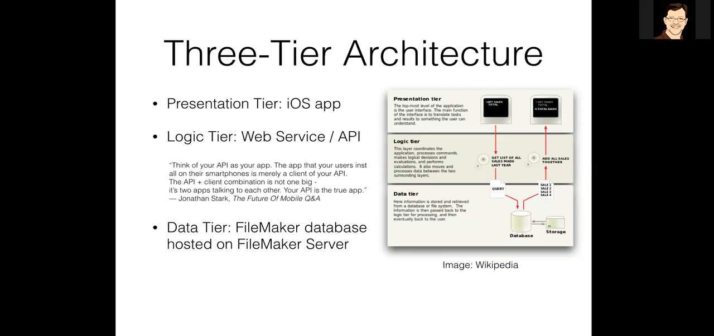I'll jump around a little bit and talk about the top tier, the presentation tier. That's the actual application or system that users are really interacting with. And in our case here, it's an iOS app that we're going to develop with Xojo. And then the logic tier is what pulls those two things together. It's the glue that holds the presentation tier and data tier together. In our case here, and I'll show you in just a moment, that is a web service or API.